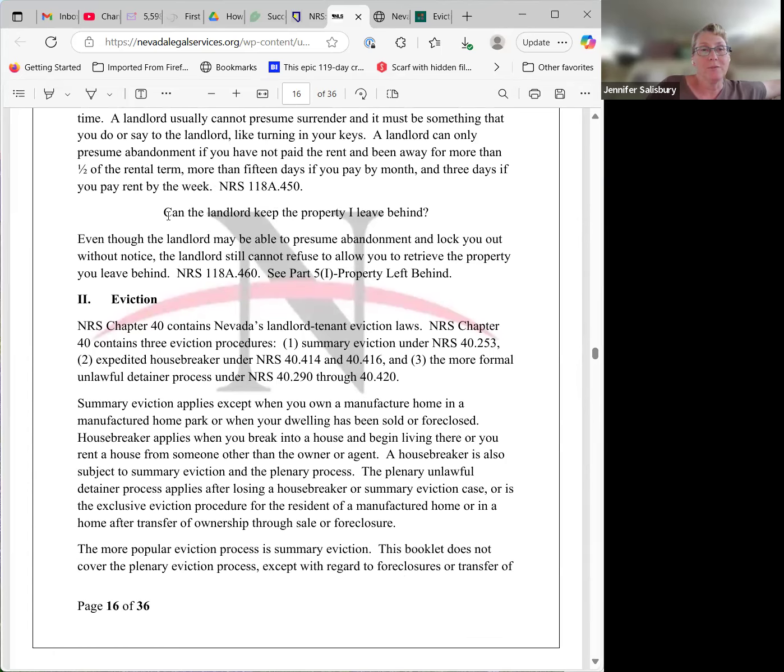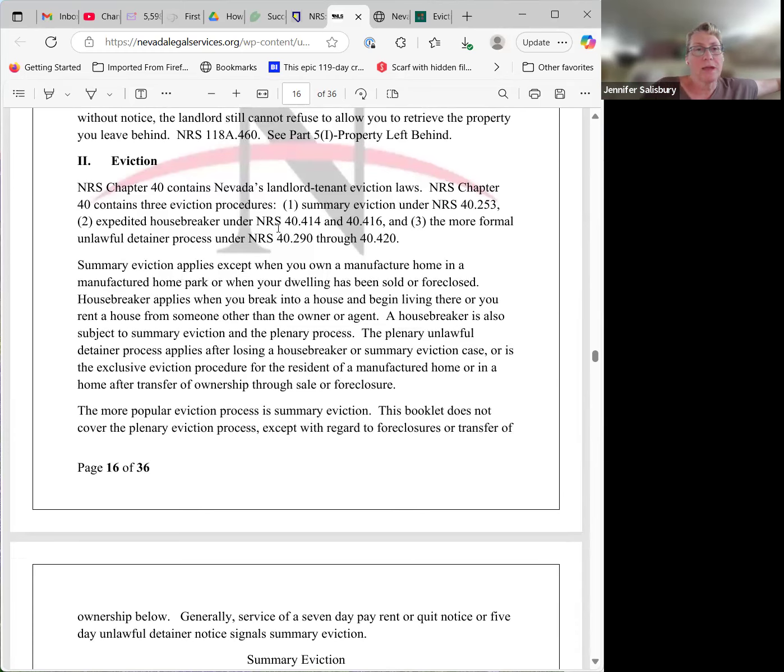Eviction. So we'll talk about eviction. Summary eviction applies when you own a manufactured home. So some of these mobile home parks, that's when the tenant owns the home. The rules are a bit different. Same thing in Nevada. Summary eviction is an informal process where the tenant must raise, not prove, a legal defense to the eviction. You can also raise a legal defense when you question the power of a landlord or court to hear your case.